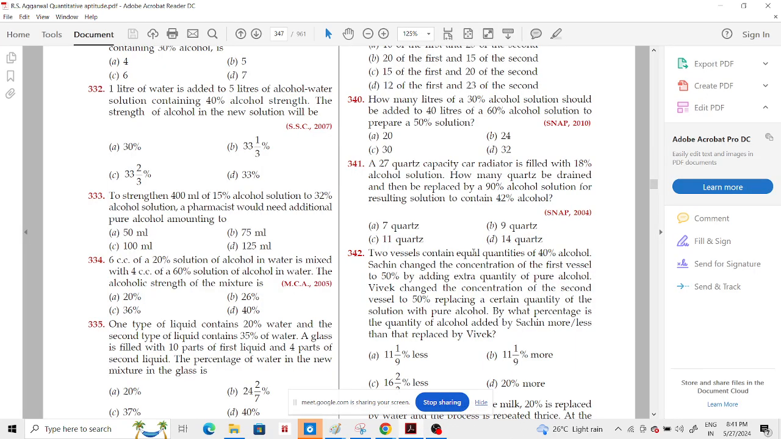Yes, sir. Okay, so try out number 341. It's a snap sum, snap 2004. So Ishika, you can give a try once again.